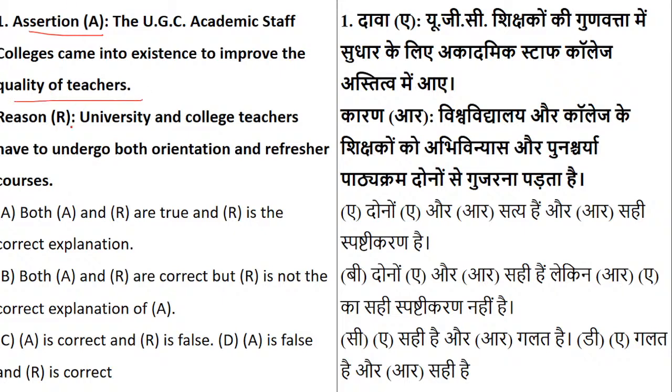Now we have to look at the reason from the assertion point of view: university and college teachers have to undergo both orientation and refresher courses. Whether the assertion is true with the reason as the correct explanation, or the explanation is not up to the mark, or A is correct and R is false, or one is false and one is correct. I have taken up the fourth option a little bit because there was no space. I hope it is very clear when you are reading it. Now one by one you can start giving the answer. If you want, you can go through it on your own also.